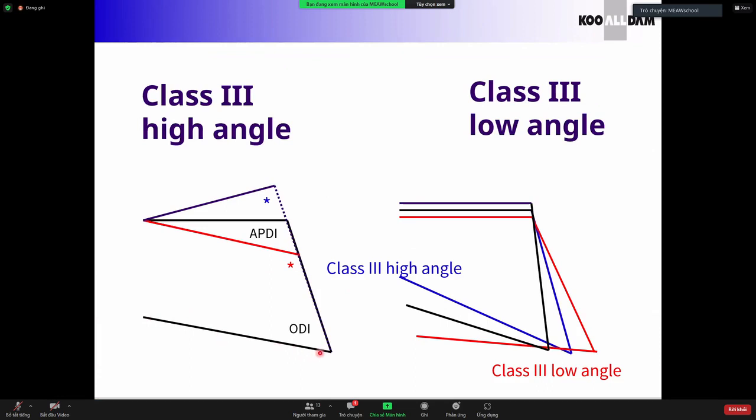This is the mandibular plane. This is the AB plane. This is the palatal plane. So this value is ODI. This value is APDI. Even though the patients have similar values, what happened in the class 3 low angle case is that the mandible is positioned more anteriorly. So this means severe class 3 malocclusion in the low angle class 3 case.